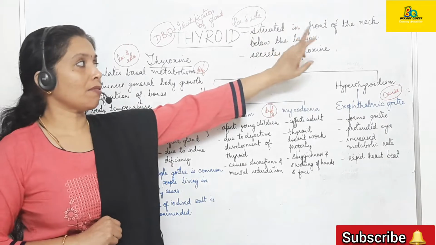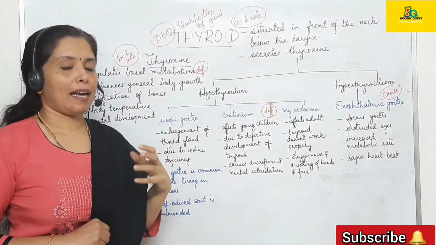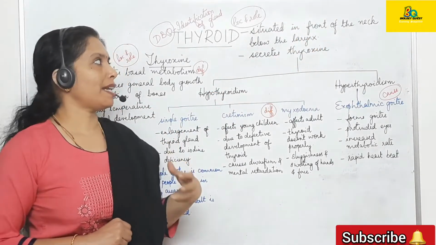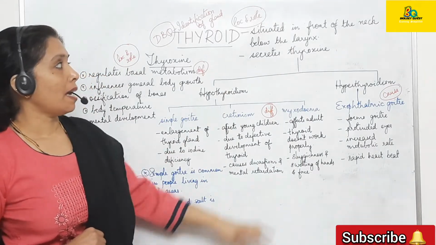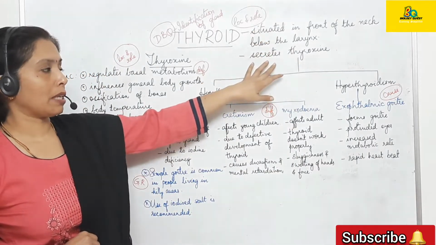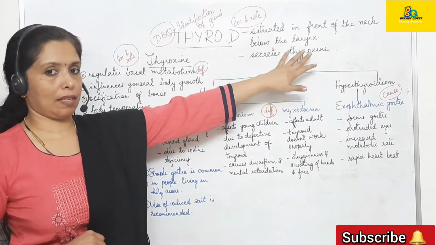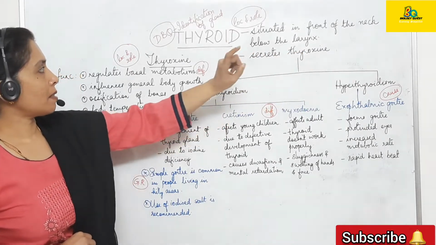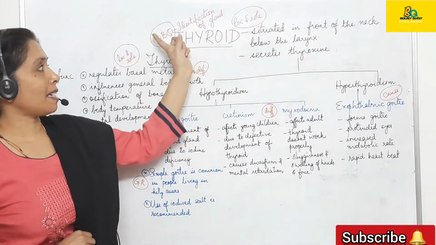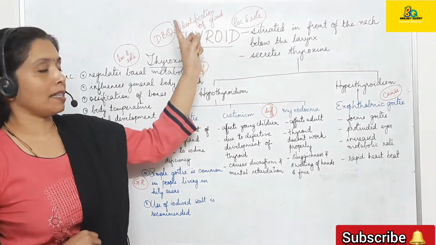Location: situated in the front of the neck below the larynx. In the front of the neck below the larynx, thyroid gland is located, and the function or the role of thyroid gland is to secrete thyroxine. Okay, the second question that you can expect is a diagram based question to identify the gland.